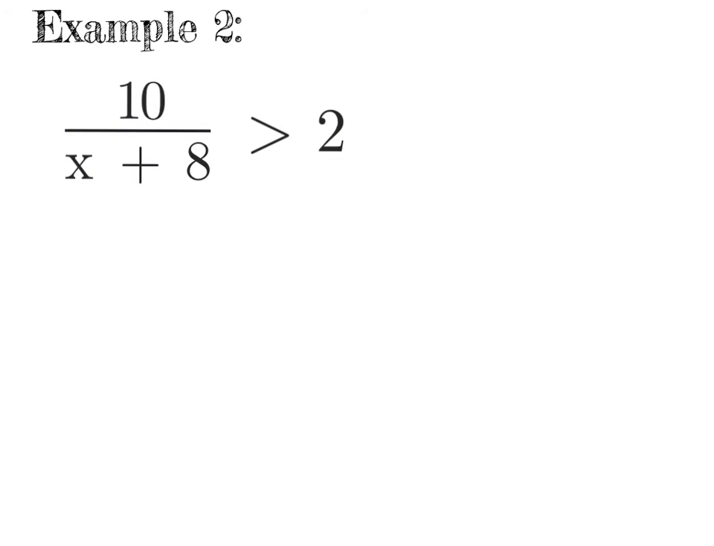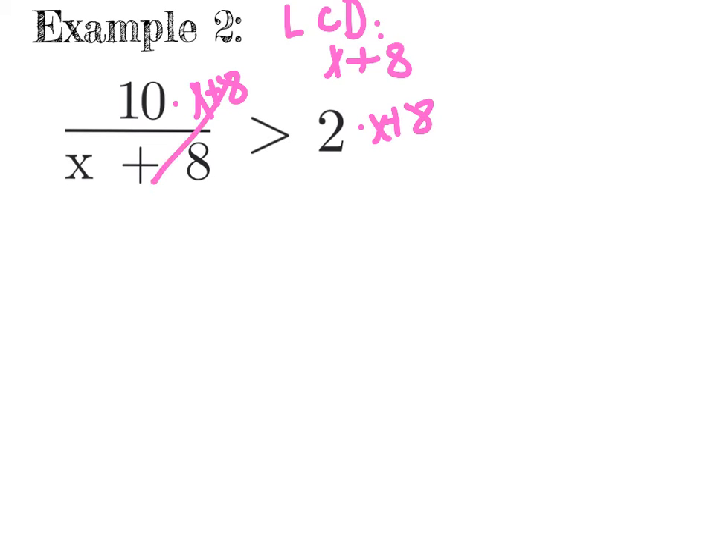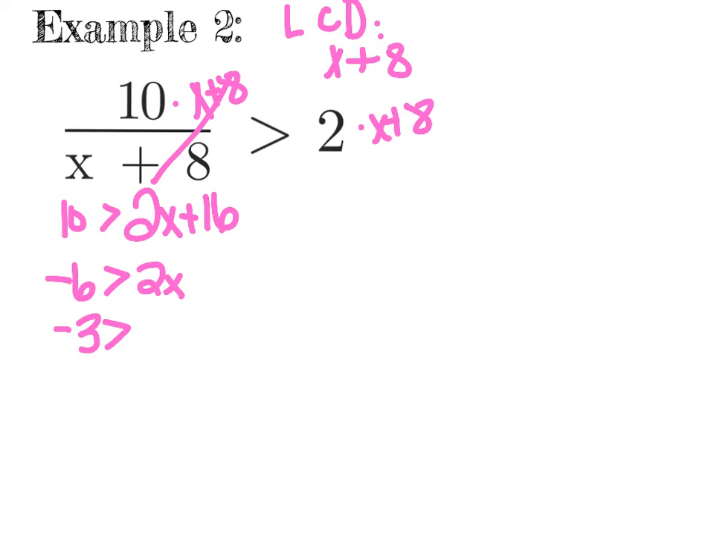Our next example, and our last example, we have our inequality to be 10 over x plus 8 is greater than 2. So our LCD is x plus 8. So if I multiply this expression by x plus 8, and multiply 2 by x plus 8, we know that these x plus 8s are going to cancel. So I'm left with 10 is greater than 2x plus 16. Subtract 16 on both sides. Negative 6 greater than 2x. Divide by 2. Negative 3 is greater than x.